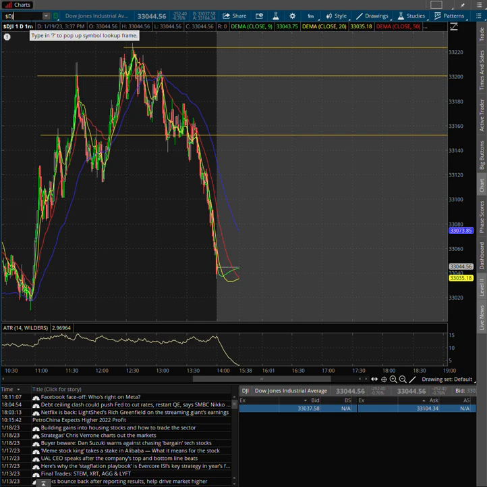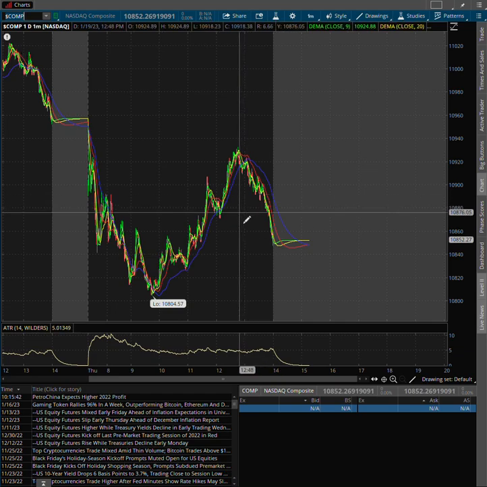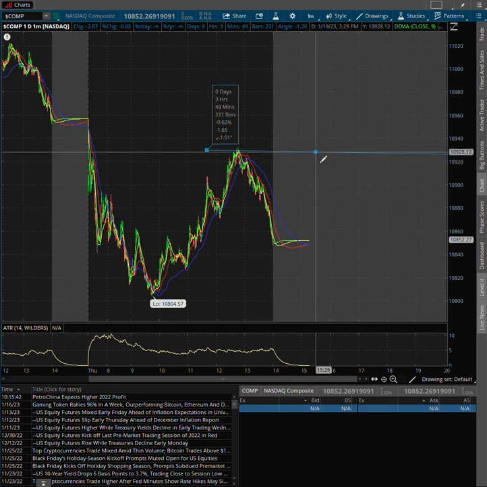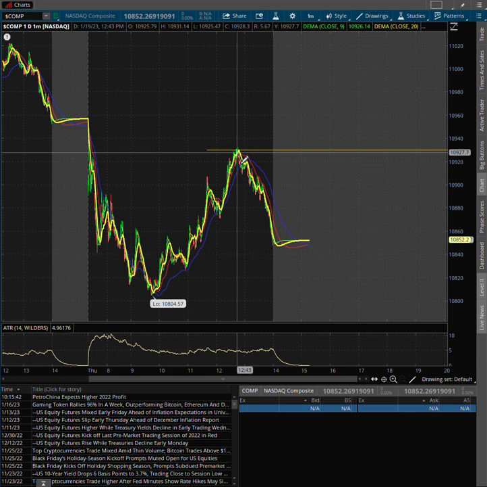Now it belongs to the Nasdaq, though. Let me take a look at Nasdaq. So if I look here, Nasdaq. Where are you, Nasdaq? Okay, so let's go to the indices. Let's go to the comp. Even the comp was showing the same characteristics right there. That is a clear indication that I should have taken proper action right here.